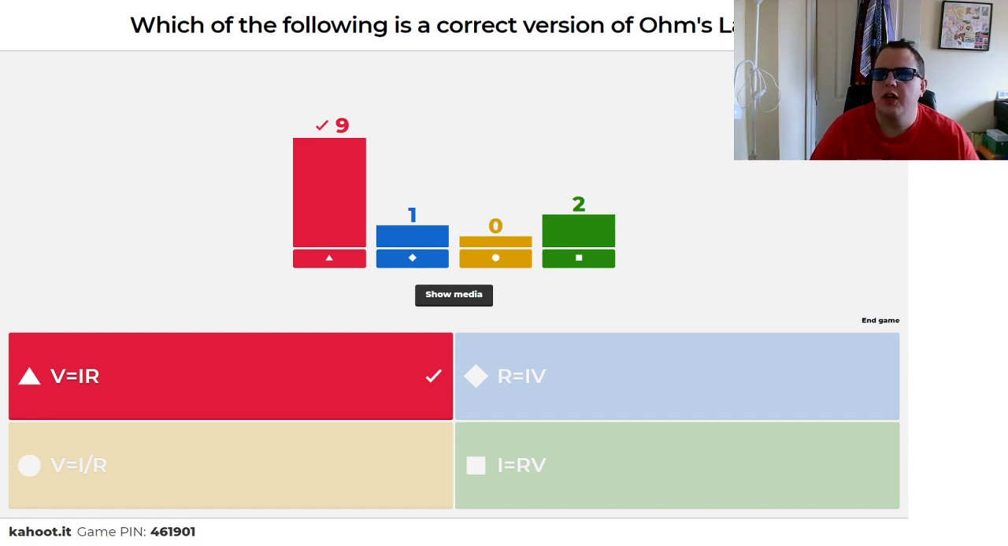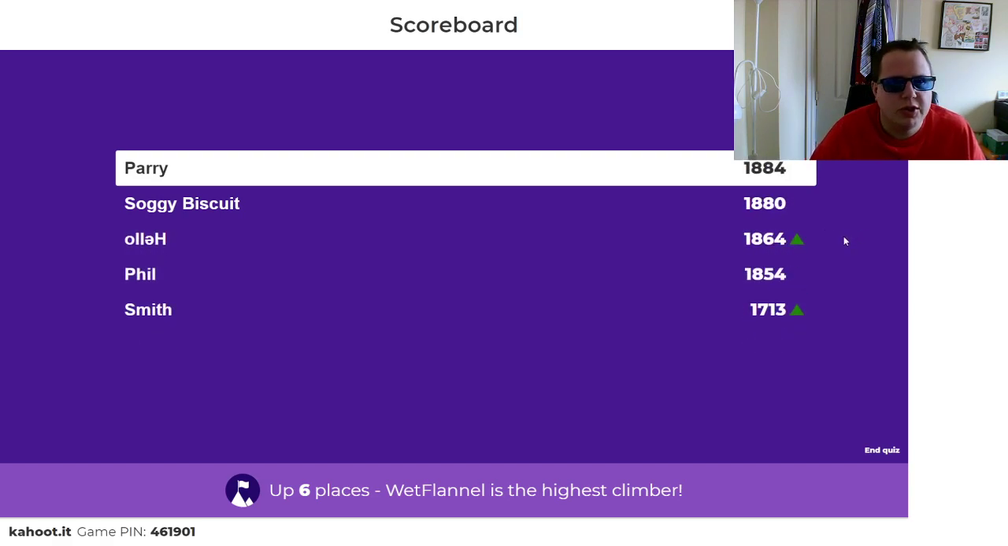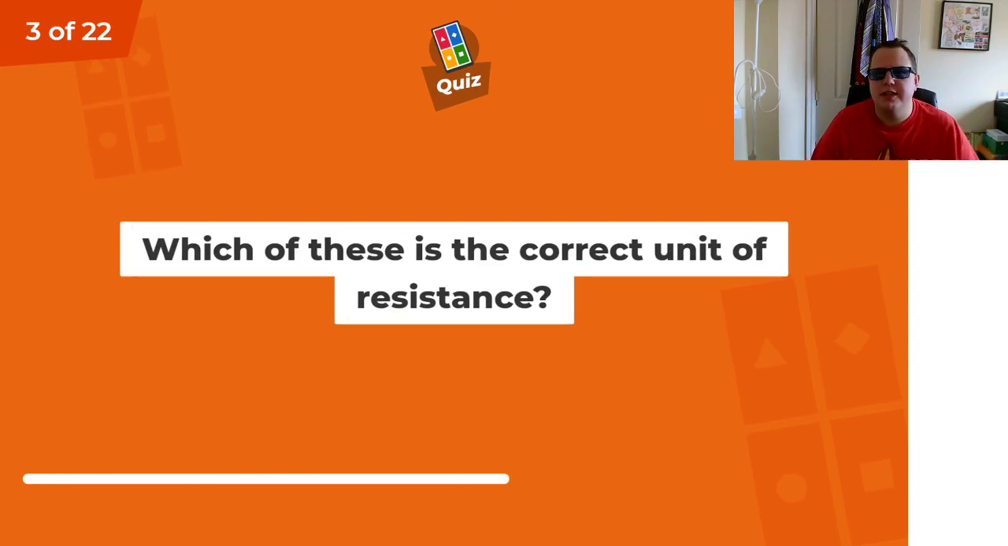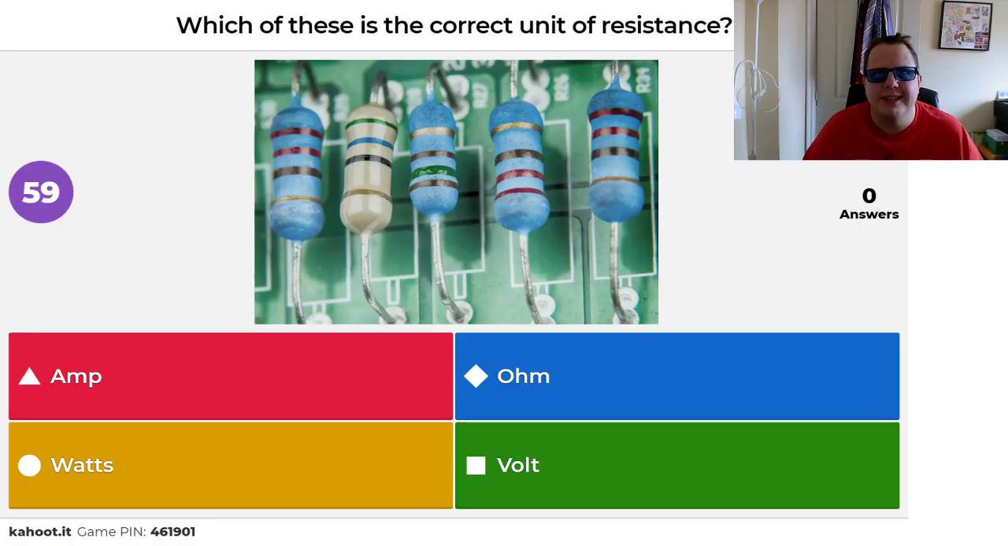Well done then. V equals IR is the correct rearrangement; the other ones are not the correct arrangement for that. So what's that done to our scores? Well done Parry, well done Soggy Biscuit, still top 2. Well done Hello, biggest climber there, Wet Flannel up 6 places. Okay, question 3: which of these is the correct unit of resistance?